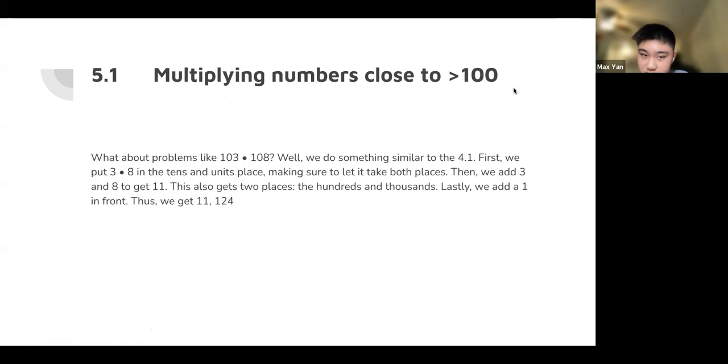Okay, so now we're going to multiply numbers close to but greater than 100. So like 103 times 108. We do something pretty similar to multiplying numbers close to but less than 100. We do 3 times 8 for the tens and units places. And then we add 3 and 8 to get 11. And lastly, we add a 1 in front to get 11,124. Everyone understand? Okay.